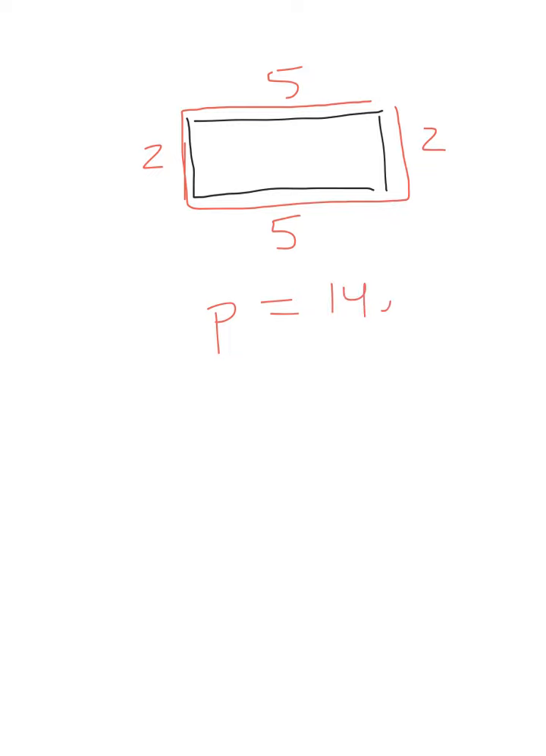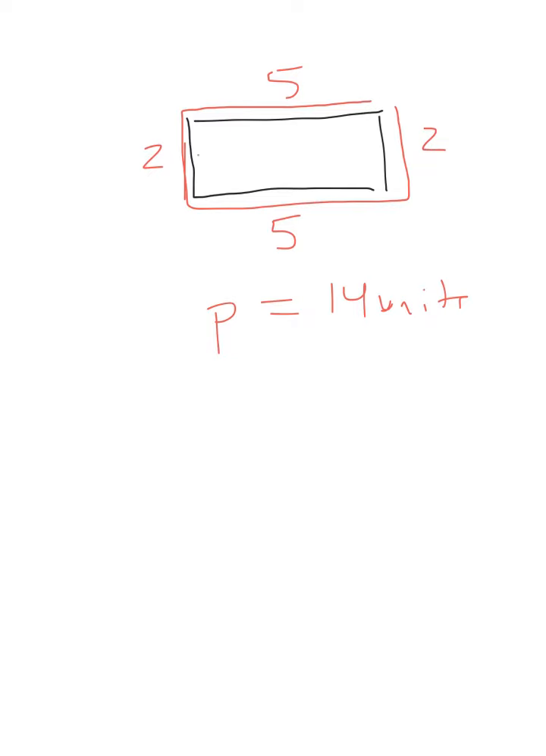The perimeter is the distance around the outside. So if I told you this was 2 by 5, well, this side is 2, this side is 2, if this side is 5, this side is 5. So the perimeter of this object would be 14 units.